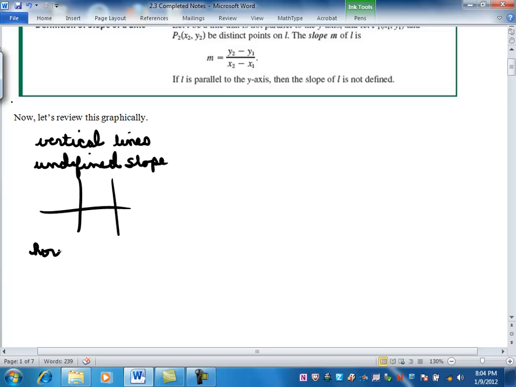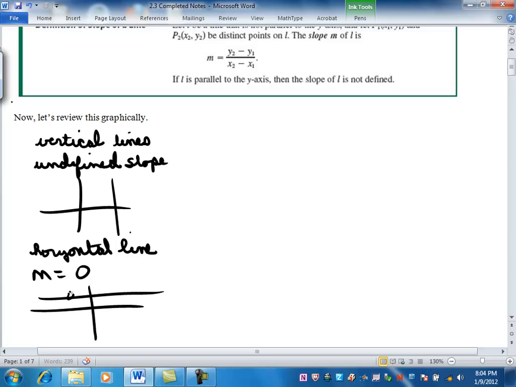If, on the other hand, we have a horizontal line, our slope is 0. If you think about walking on a floor, it's very easy to walk on. Our slope is 0. Now, we always look at lines from left to right.